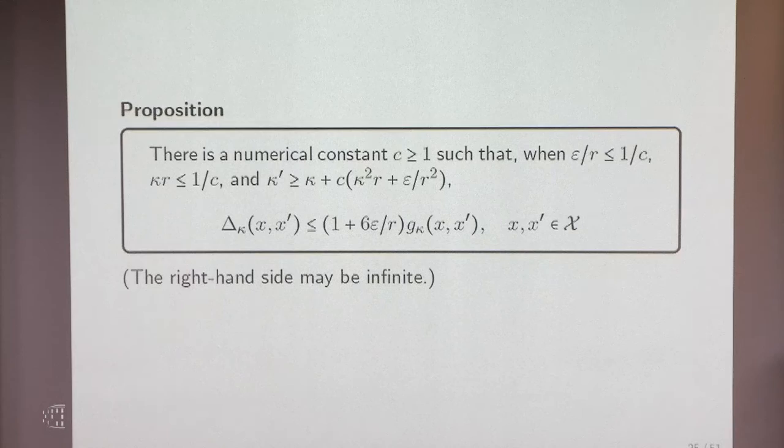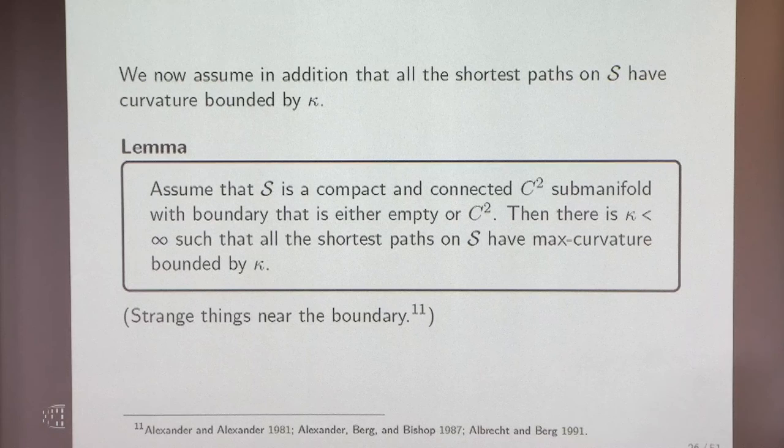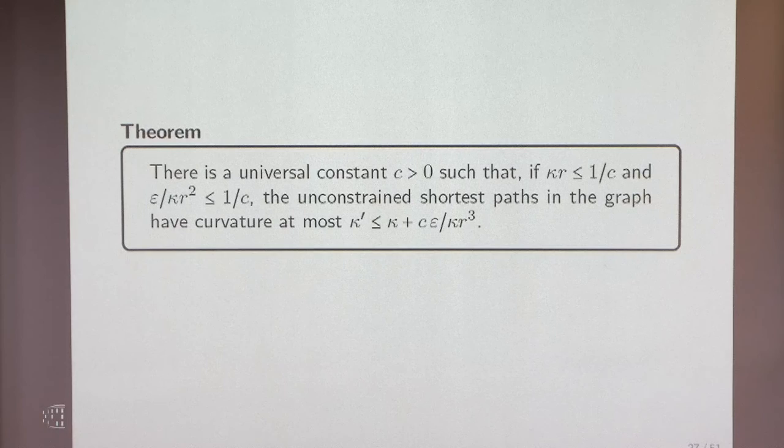So the hard result was the other one. Under some relatively mild conditions, if you're willing to assume that the underlying set is a C2 submanifold, then it's true that there's a number kappa such that the shortest paths have curvature at most kappa. That's what I'm saying here. There are actually subtleties when the set is a submanifold with boundary. It wasn't our work, but we looked at the literature, and the setting is surprisingly complicated. Anyway, here's the corresponding upper bound. This is the main result in that particular paper. It was non-trivial for us.